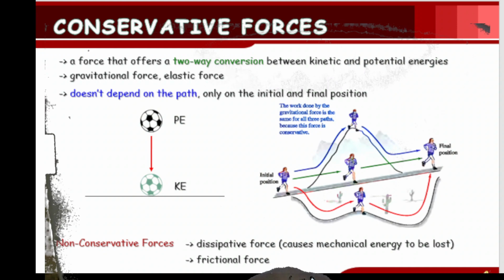Like for example, here we have the work done by the gravitational force. If only gravity does work on the body, on this person who is jogging, we have the initial position at this point, and we also have the final position at this point. Now, as you can see here, we have three.